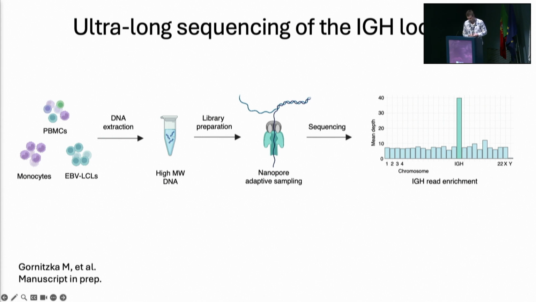This is a possibility with nanopore, that you can feed the computer with your reference of choice, in our case, an extended IGH reference. And the pores will read this in real time. And if it's not in our region of interest, it will spit out the DNA from the pore that does not match. By this, we are able to enrich for reads mapping to IGH by a factor of 30 to 40.